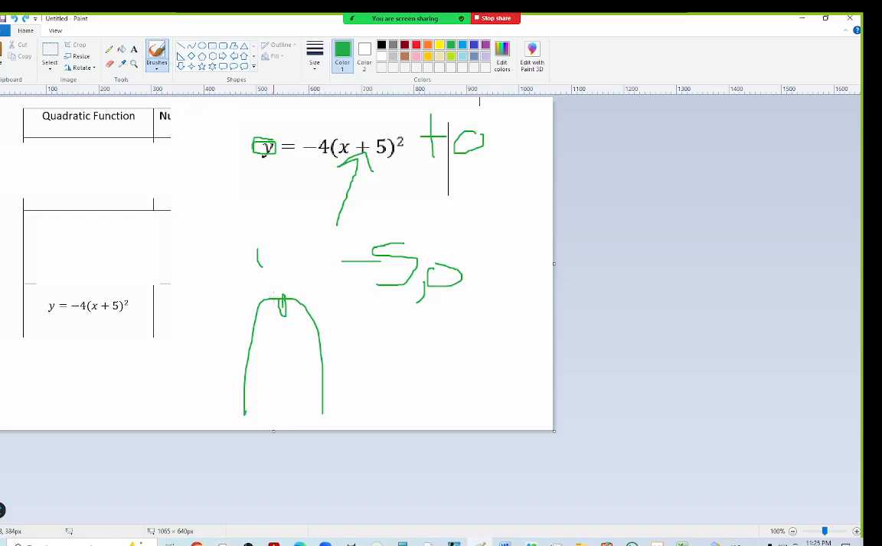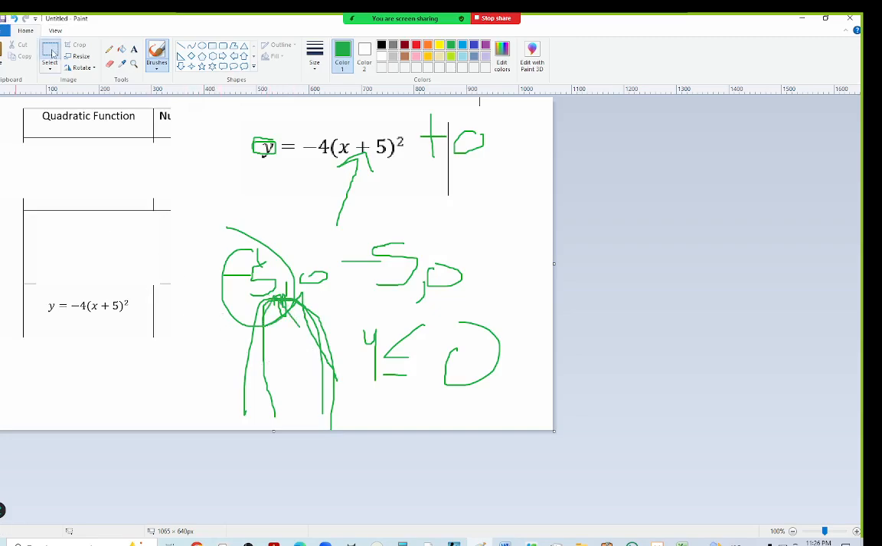So that means, what is its range? If it's facing down, and this is the vertex -5, 0, what's its range? The range is -5. Nope. Range has to do with y values. So what's the range? 0. And how would I write that? All values of y on this graph are y is smaller than or equal to 0. Yeah, that's the range of that one. And that's important to know.